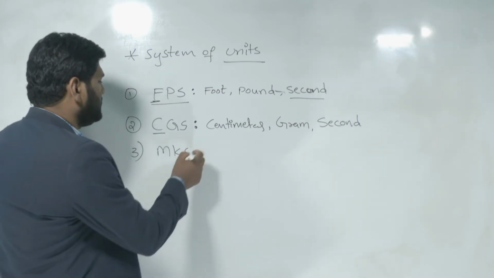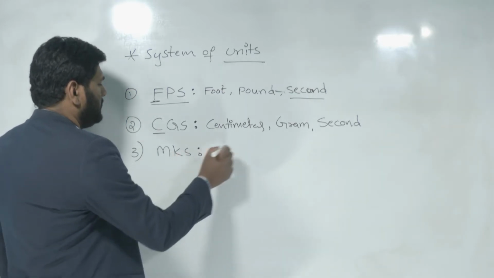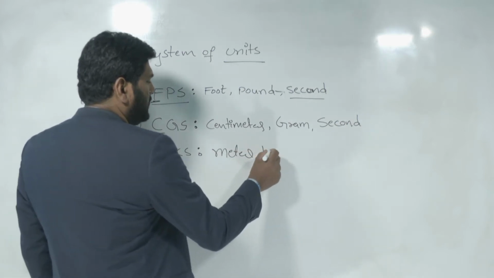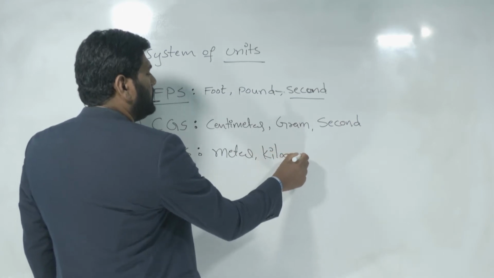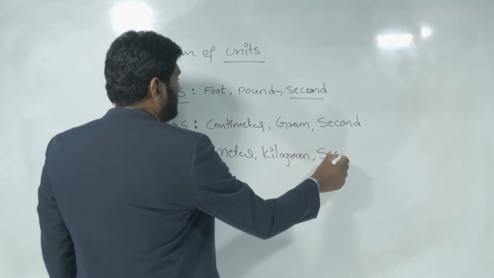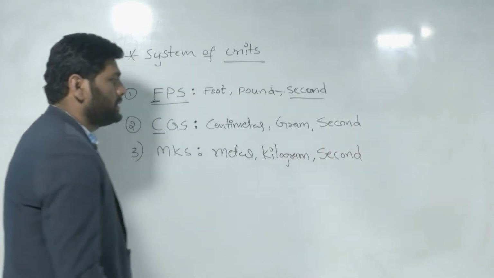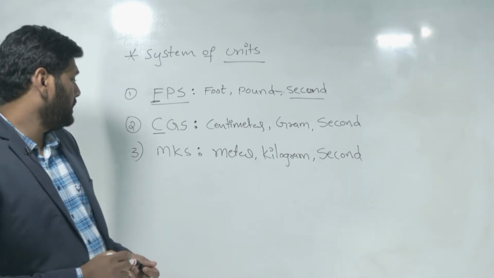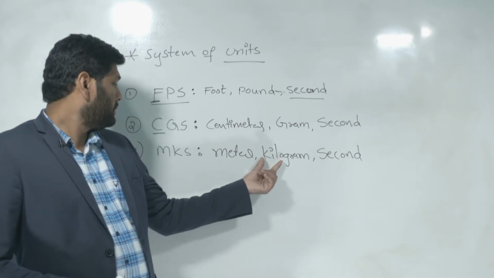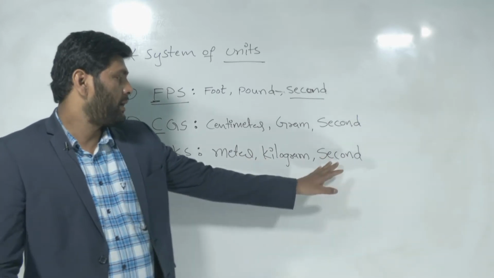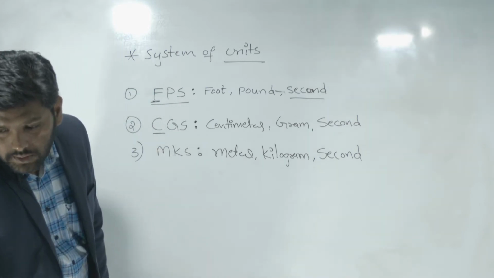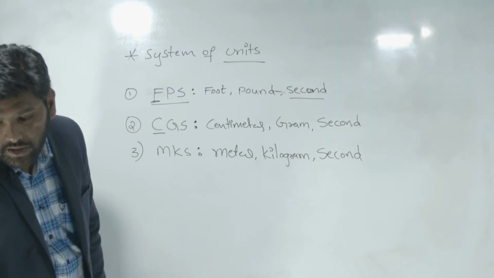And coming to the MKS system, M stands for meter, K stands for kilogram, and S stands for second. Now in the MKS system, the length unit is meter, the mass unit is kilogram, and the time unit is second. This is how we have systems of units for different physical quantities.